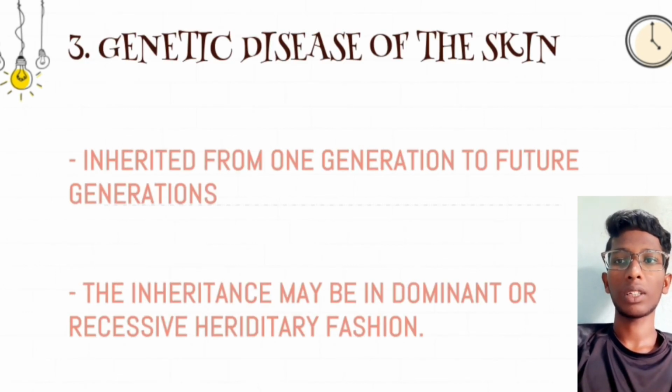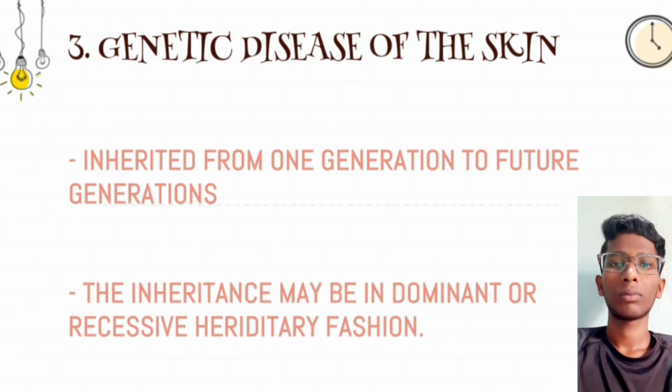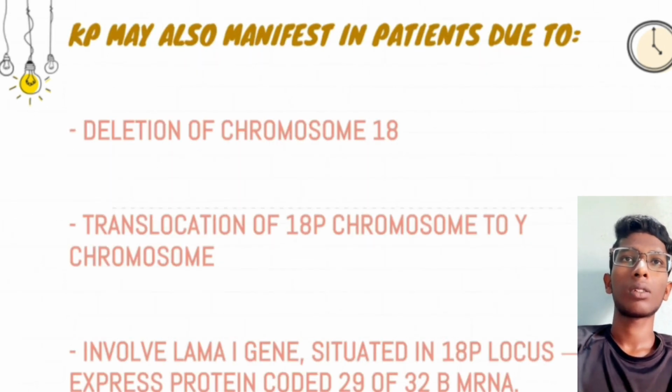Genetic diseases of the skin are inherited from one generation to future generations. The inheritance may be in a dominant or recessive hereditary fashion. Keratosis pilaris, dry and rough pattern of skin, chicken skin, inherited in an autosomal dominant fashion. An affected parent may pass the disease to all or 50% of his or her children.